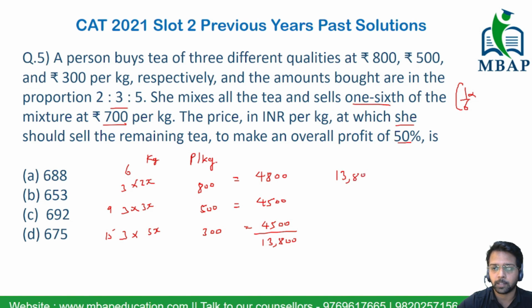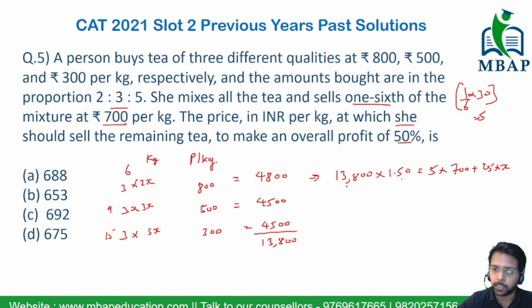Now this is my cost price. So 13,800 is my cost price. You want a profit of 50% over this, so my overall selling price will be 1.5 into 13,800. This should be equivalent to the sales revenue. Now you are selling 1/6 of it at 700 rupees per kg. 1/6 of 30 kg will be 5, so 5 kg you are selling for 700 rupees. And the other 25 kg is something for which you have to find the value. This is the equation which you will solve.